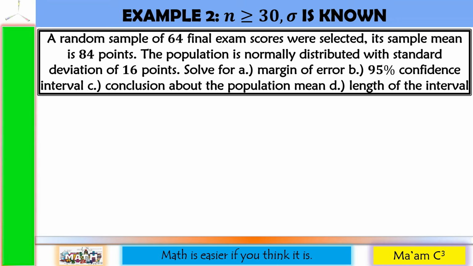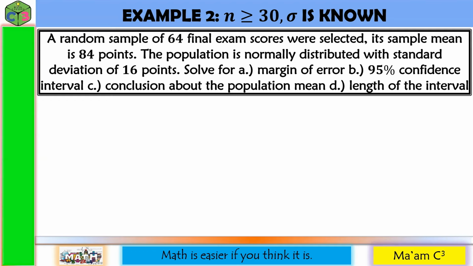A random sample of 64 final exam scores was selected. Its sample mean is 84 points. The population is normally distributed with a standard deviation of 16 points. Solve letter A, margin of error. B, construct a 95% confidence interval. C, make a conclusion about the population mean. And letter D, compute the length of the interval.